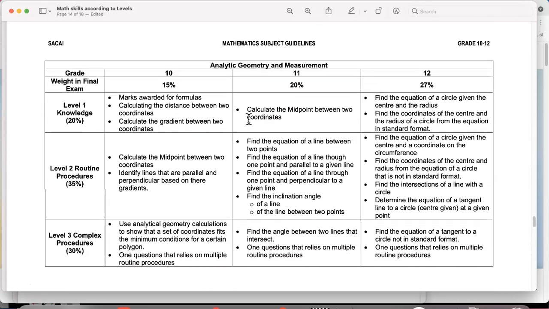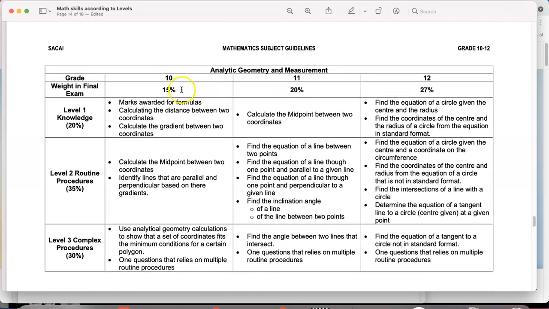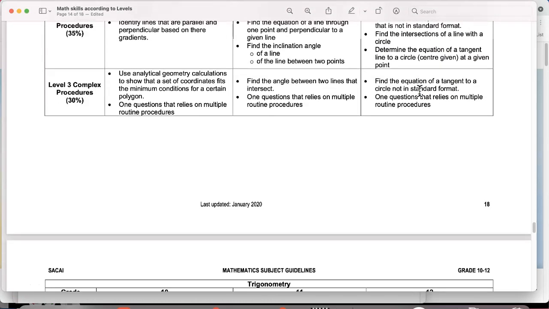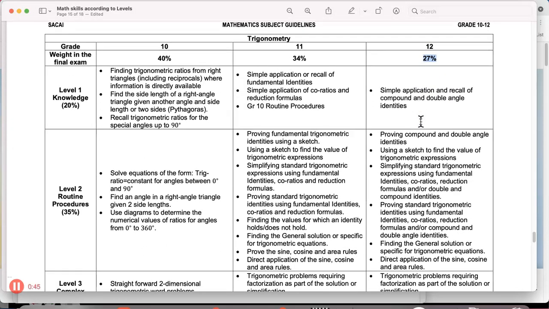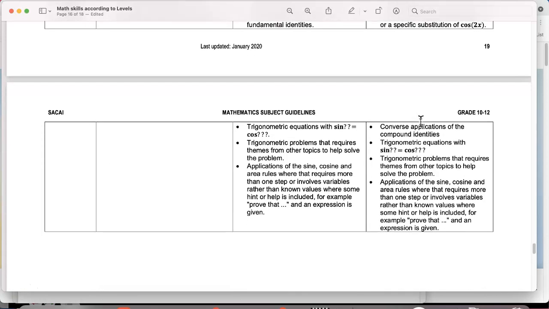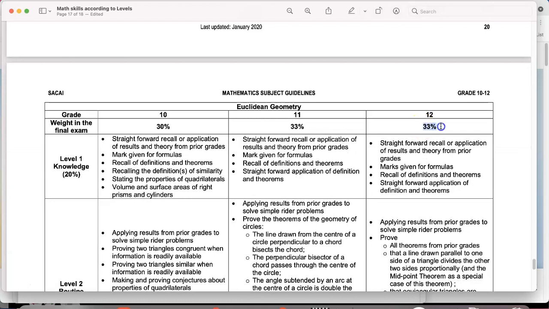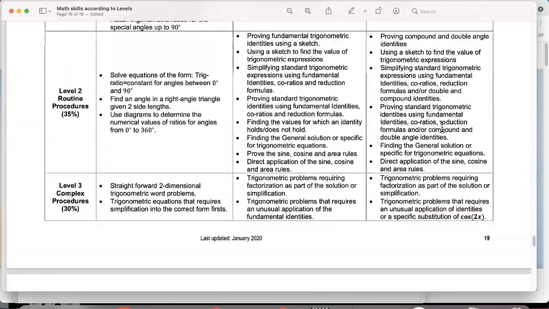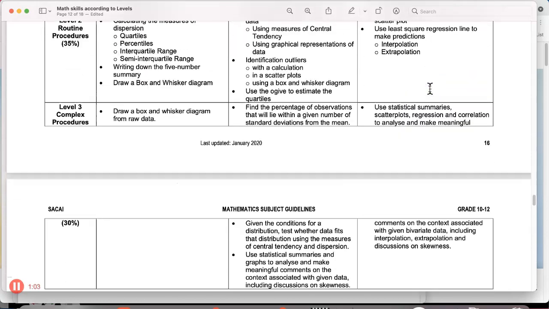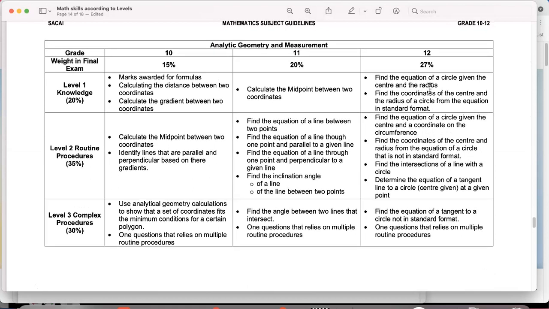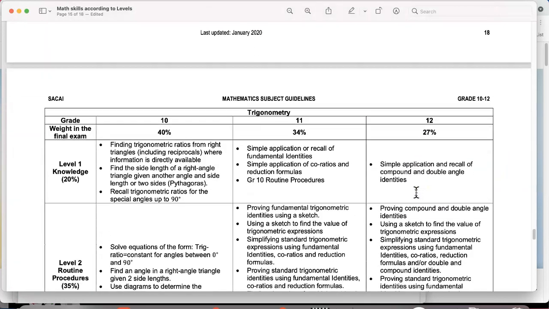So if I go here, you'll see that analytical geometry in your final exam, the weighting in grade 12 is 27%. And then for trig, it's also 27%. And yet there's a lot more that you have to be able to do. So you can really score a lot of points in grade 12. Euclidean geometry is 33%. It's a third of your paper in the final exam, paper 2. And the other one in paper 2 is statistics, which is only 13%. So all that considered, analytical geometry is really where you can score most of your marks, considering the little bit you need to know.